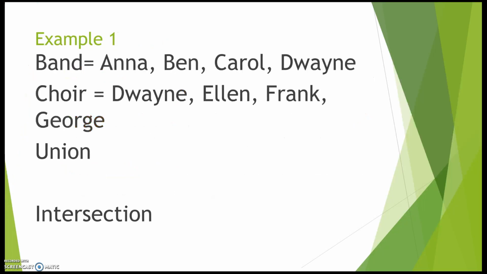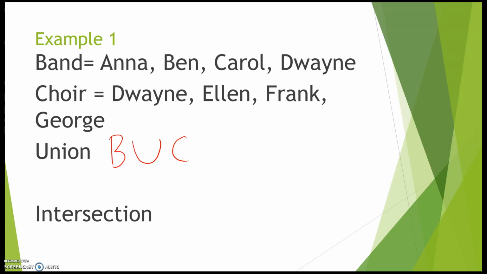Okay, so let's look at band. We'll call it set B, and look at it from this perspective: band and choir, B union C. So that's what we're saying. Anna, Ben, Carol, and Dwayne are in band. Dwayne, Ellen, Frank, and George are in choir.